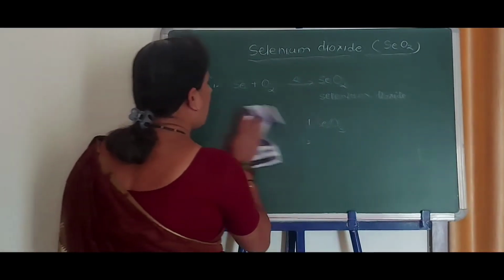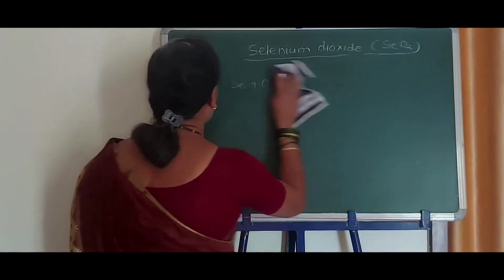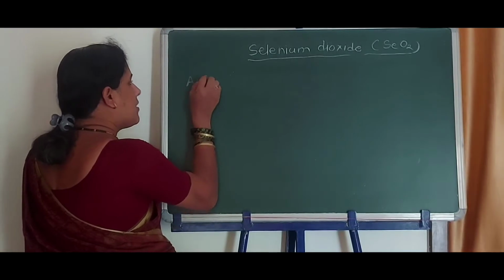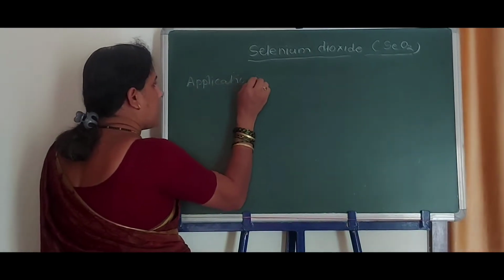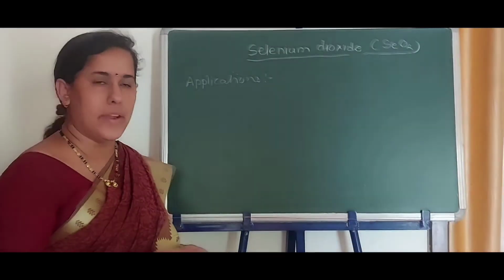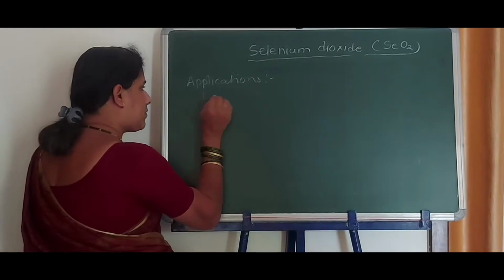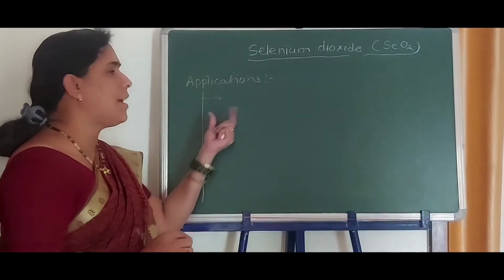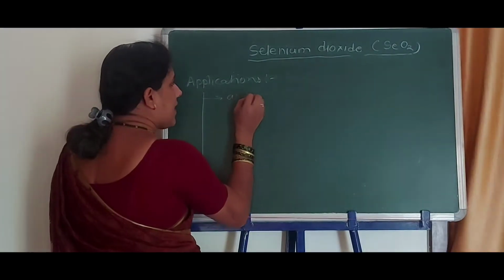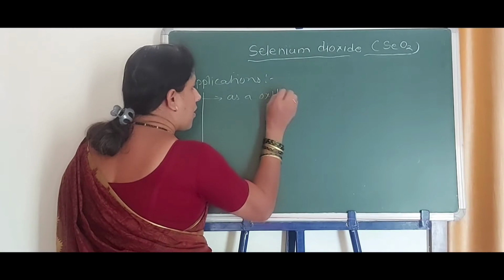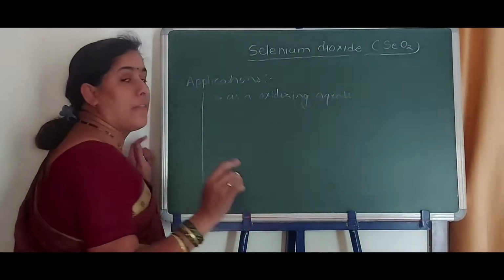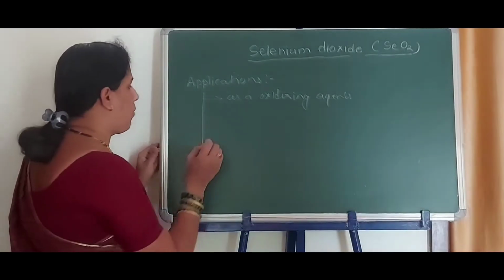Now we are going to stress the importance of its applications. What are its applications? There are totally 4 applications of selenium dioxide. First of all, I am just stating them here, and then we are going to discuss them one by one in detail. First, as an oxidizing agent for the compounds containing a carbon-carbon triple bond.